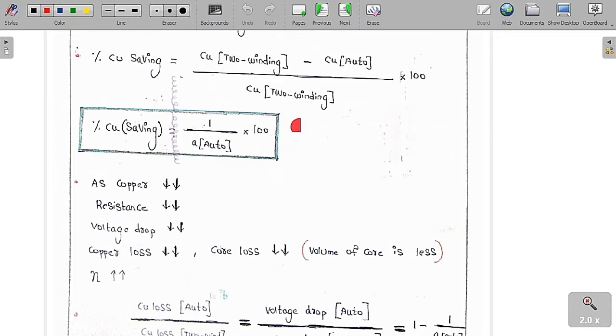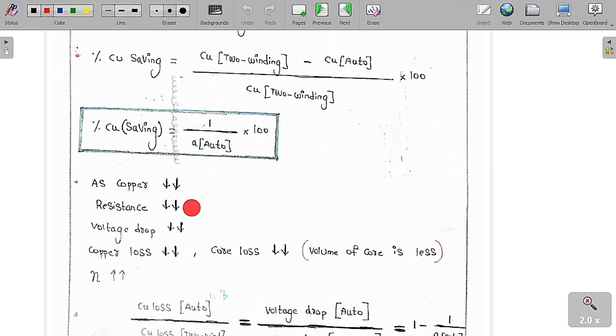So by using the auto transformer, this much percentage of copper is saved. The percentage of copper saved is equal to the copper weight in the two-winding transformer minus the copper weight in the auto transformer, by the copper weight in the two-winding transformer, into 100. With simplification, we get finally 1 by the turns ratio of the auto transformer, into 100. You can see clearly the turns ratio is always greater than 1, so you are going to get some percentage value.